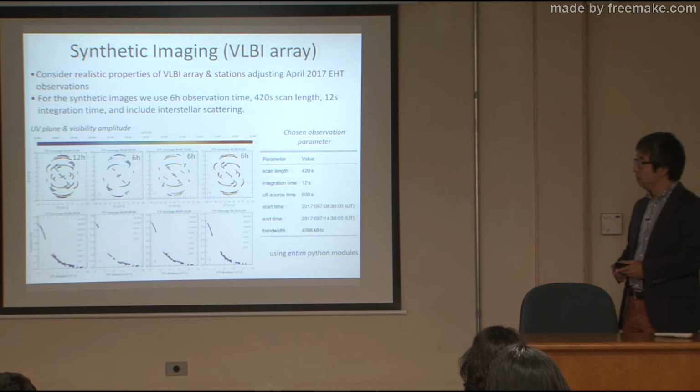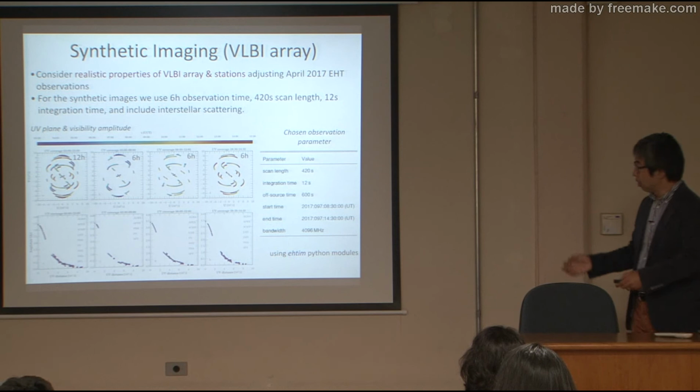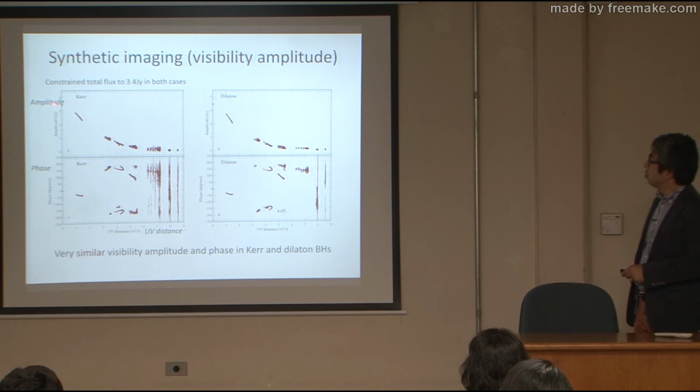Okay, so for this kind of calculation we use EHTIM, a Python module that the Event Horizon Telescope group has already prepared for this purpose. Then this is a synthetic image, the visibility amplitude, so the actual amplitude and also the phase are shown here. This is the left panel for the Kerr, and this is the dilaton. If you see above, this is the shortest baseline information at this point.